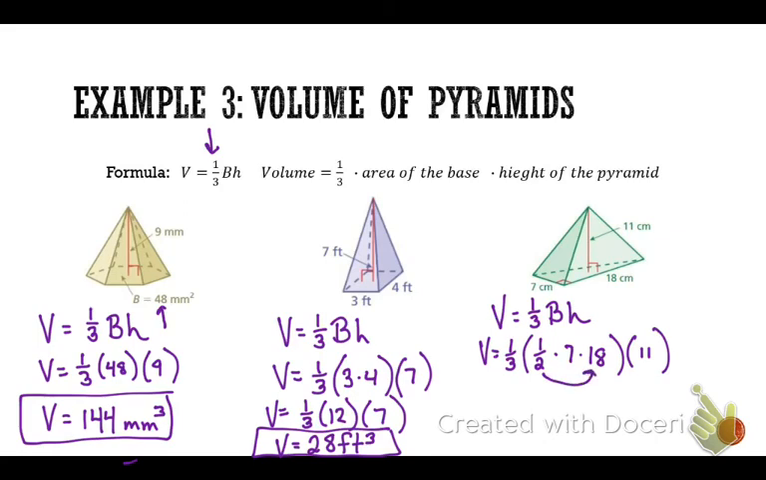So which one would you take half of? 18. What's half of 18? 9. What's 9 times 7? 63. Volume equals 1/3 times 63 times 11. Well, are either of those numbers divisible by 3? 63 is. 21 times, what is 21 times 11?